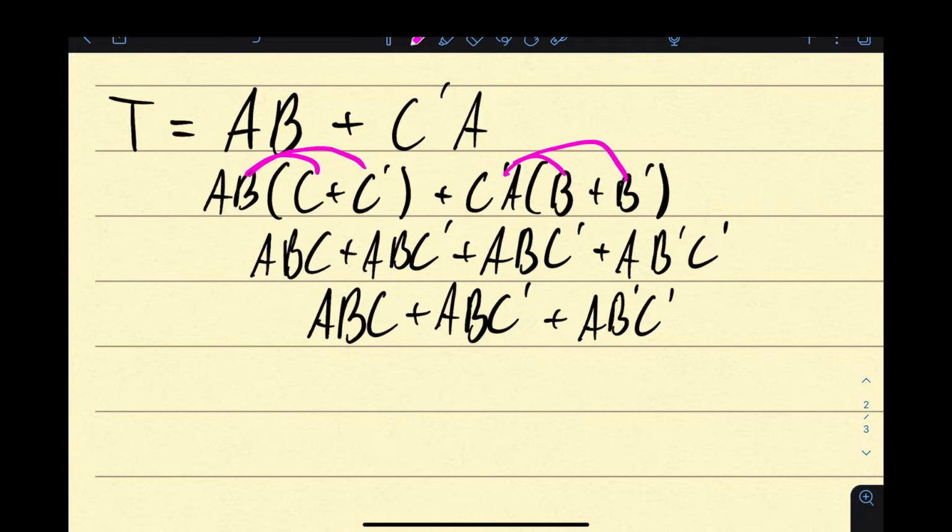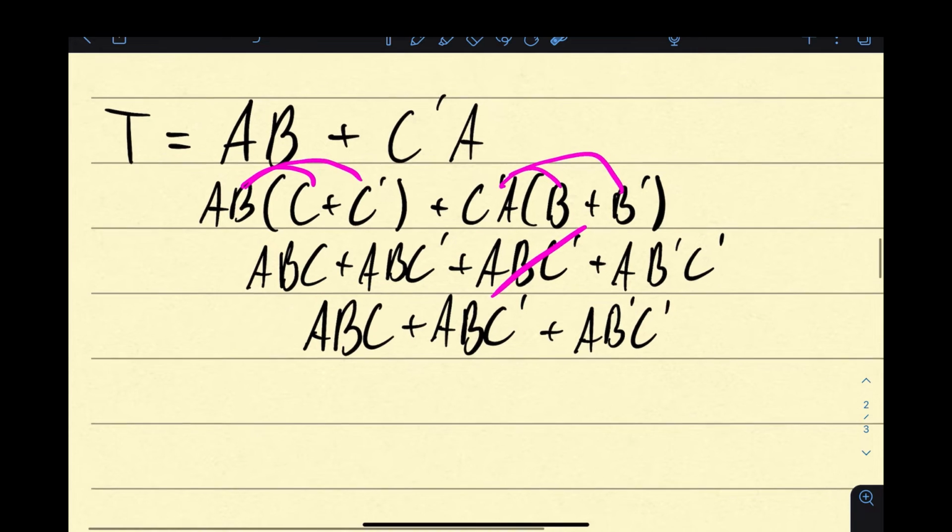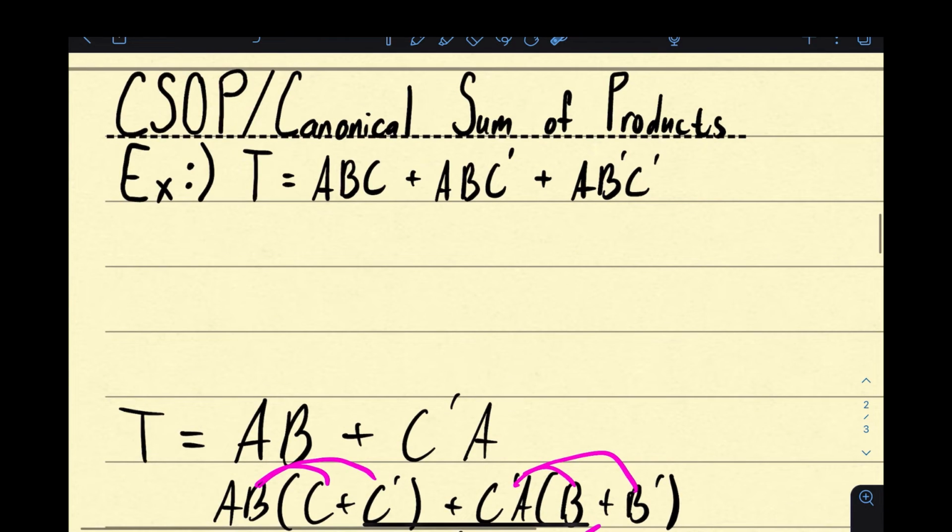So here we have A and B and C. That is not copied at all, so we leave that one alone, drop it down. I have A and B and complement C. That is here twice, so you will just cancel out one, bring down the next, and I have A and complement B and complement C. So I just have those three terms left, and I get the final equation being canonical sum of products form.